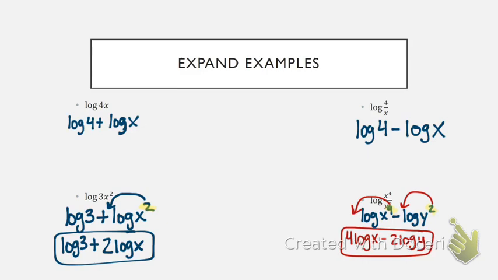So if you have two inputs being multiplied, when you break up into two logs, add. If you have two inputs being divided, when you break up into two logs, subtract. If, after you do that, you have exponents, bring them out to the front.